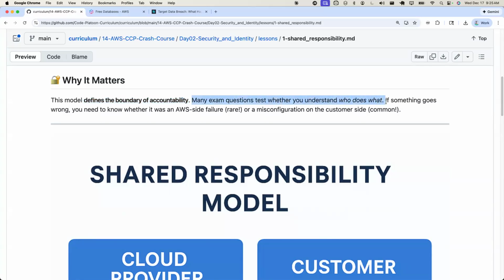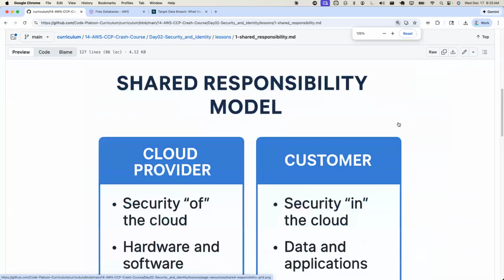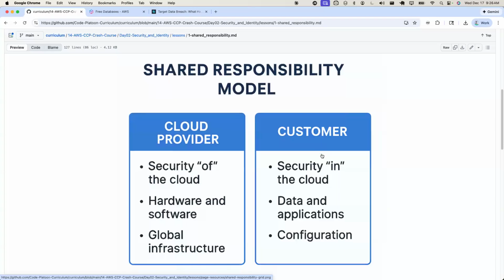And a lot of the test questions are going to ask about who does what, right? How often is AWS going to have something go wrong on the exam? Rarely. How often is the question going to be about the customer configuring something correctly? Much more often. So our shared responsibility model, the cloud provider is responsible for the security of the cloud, hardware, some software, global infrastructure, and anything in the cloud, and our data and applications and configuration, we, the customer, are responsible for.